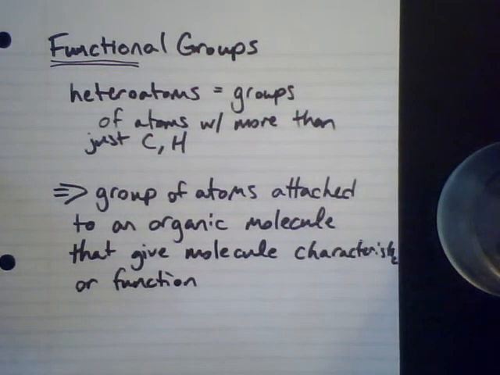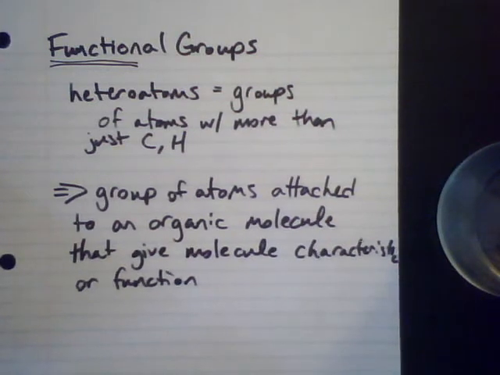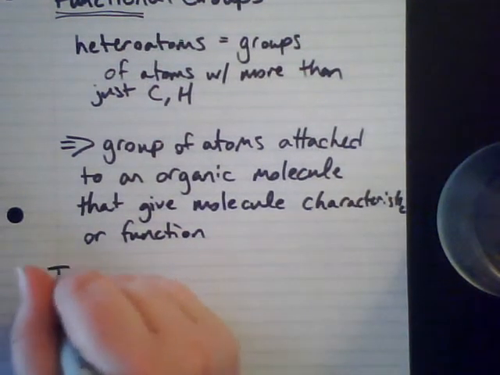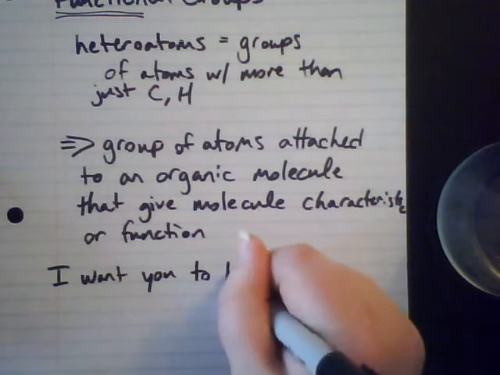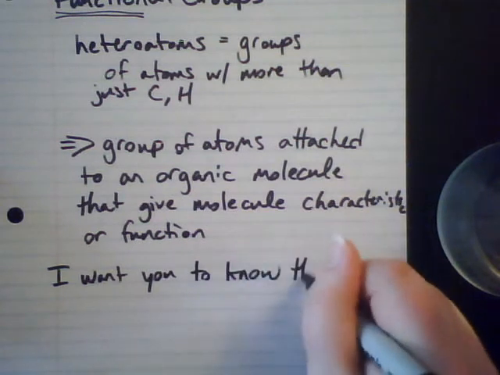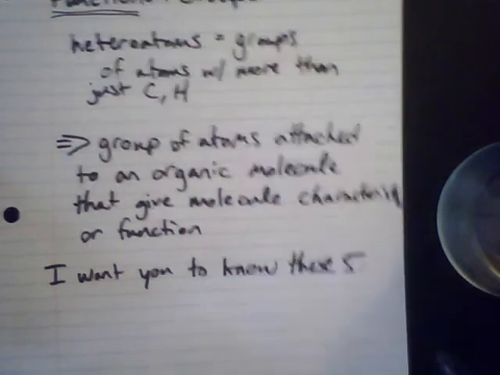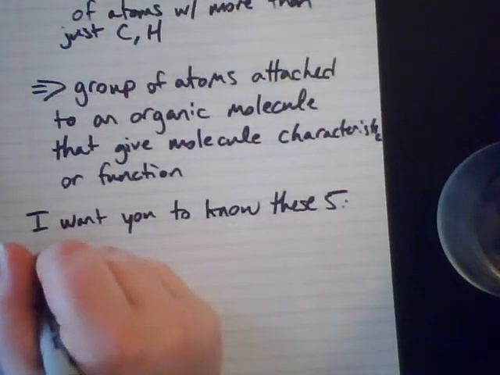Okay, so my characteristic there kind of went down the side of the page, but that's what we're looking at. So these are our functional groups. And your book talks about 9 different functional groups. I want you to know 5. The first of which are alcohols.